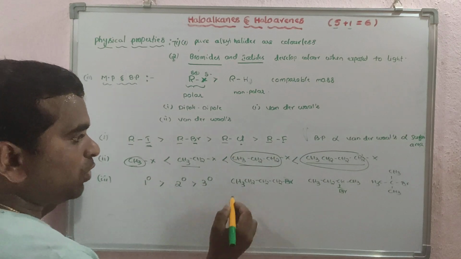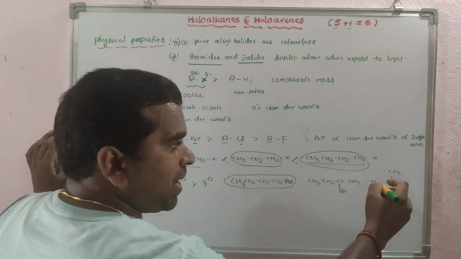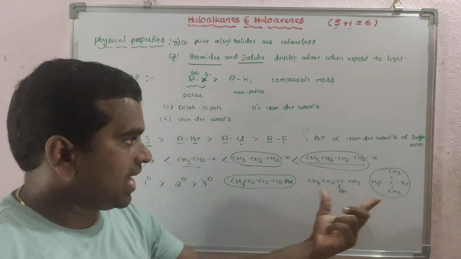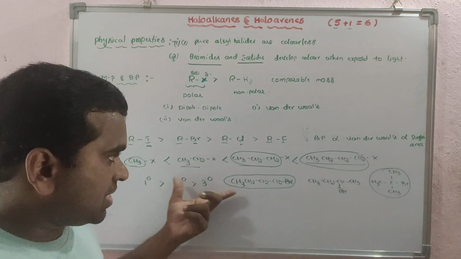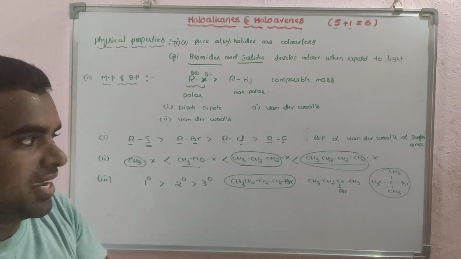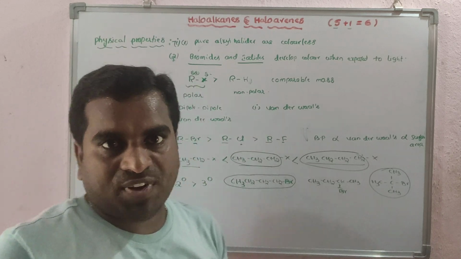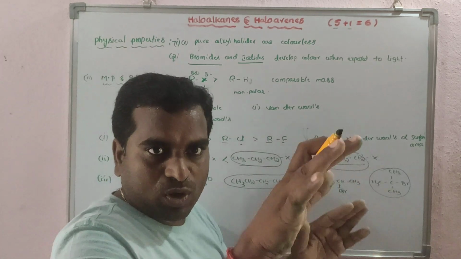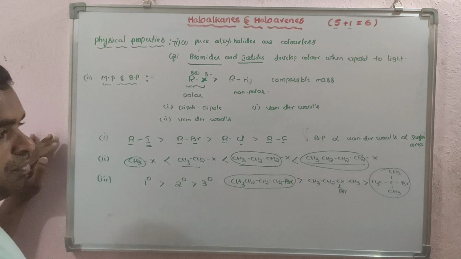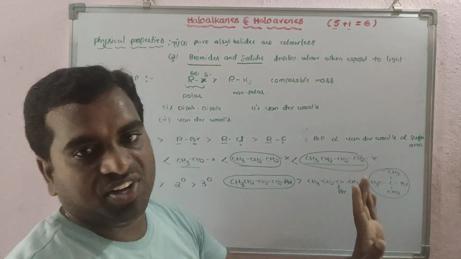In this case, if you take this molecule, as branching increases, surface area decreases. See, here surface area and here surface area. Clear? As the branches increase, surface area decreases. As the surface area decreases, van der Waals forces of attraction decrease, then boiling points also decrease. So that's why you know this is the order of boiling point. So that's why primary alkyl halides always have higher boiling points than the secondary, than the tertiary.